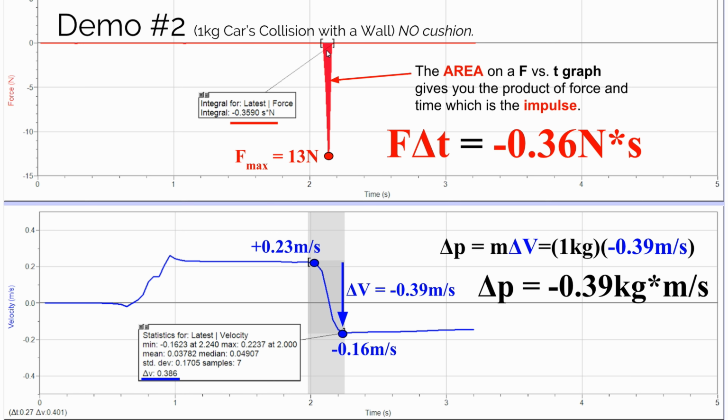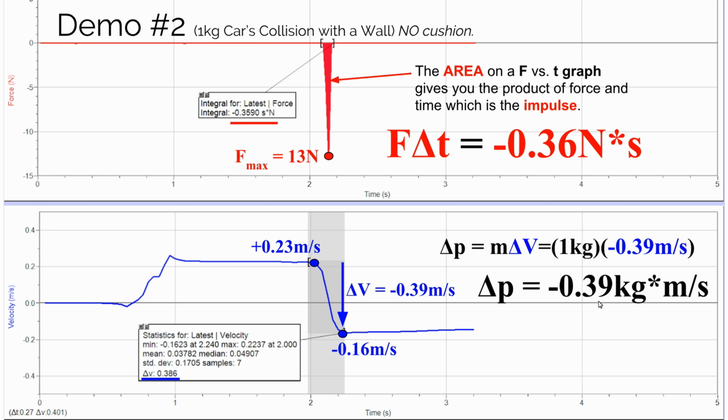That impact happened over a much shorter time, about 1/10 of a second or less. And the maximum force the cart felt was about 13 newtons. So over a small time, it felt a really big force, or a much larger force than the last example. When we look at the impulse, which remember is the area on our force versus time graph, that's the shaded red region right here, the impulse was negative 0.36 Newton seconds. And the change in momentum is negative 0.39 kilogram meters per second.